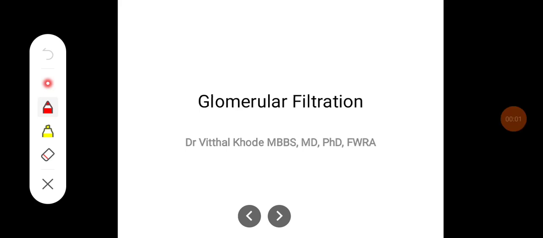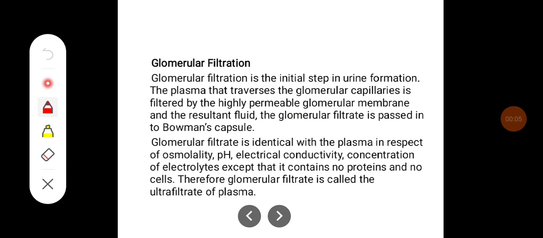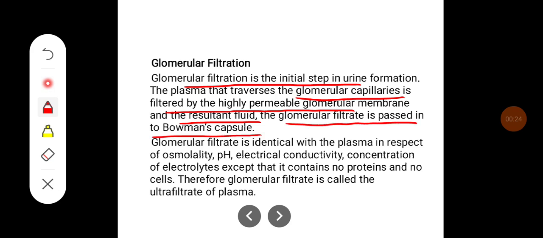Hello everyone. In this class, we'll learn about glomerular filtration. Glomerular filtration is the initial step in urine formation. The plasma that traverses the glomerular capillaries is filtered by a highly permeable glomerular membrane, and the resultant fluid, the glomerular filtrate, is passed to the Bowman's capsule.